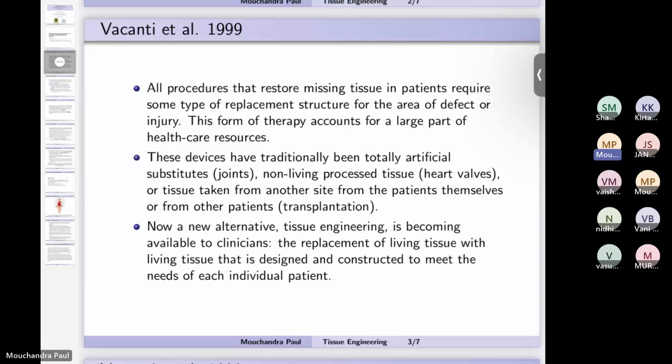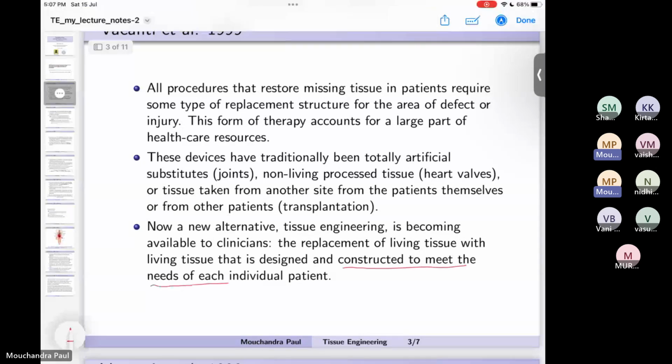So as I was saying, in order to circumvent this relevant issue, and it's very relevant at all times, people need very good healthcare alternatives, right? People need to live longer. So that is why tissue engineering has come up, where the field promises to make artificial tissues that can be made available to clinicians so that they can use it to replace the lost tissue and promote healing of that particular area. So these tissues are constructed to meet the needs of each individual patient.